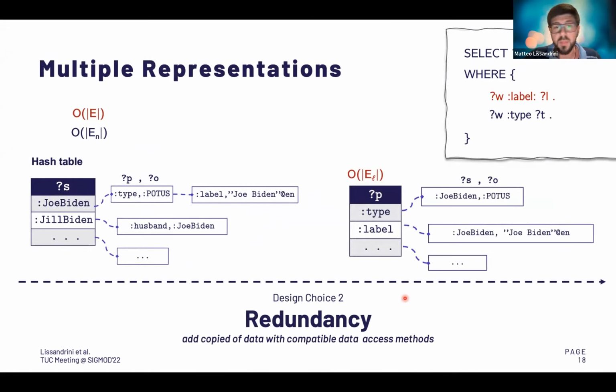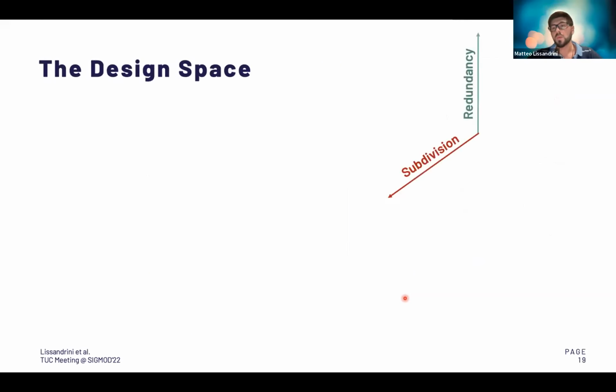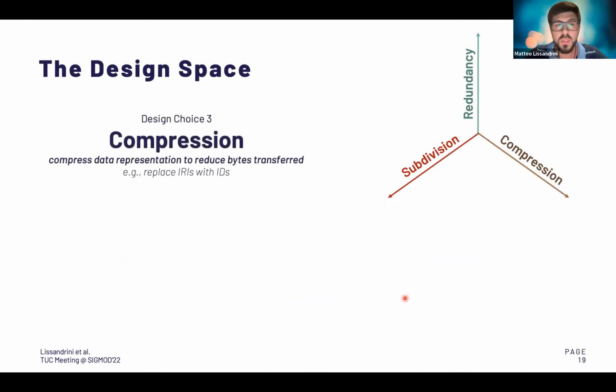And this is what happens in general when we also add indexes to our data. So up to here, we've seen the two dimensions, subdivision and redundancy. There is also a third design choice, which is compression. In this case, what we are trying to do is to represent data in a compressed way so that we can limit the amount of bytes transferred every time we need to compute an answer. Within the compression design decision, there is, of course, the obvious range compression, but also replacing, for instance, IRIs or literals with specific IDs is a form of compression.